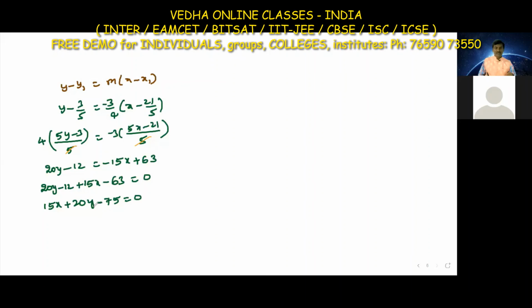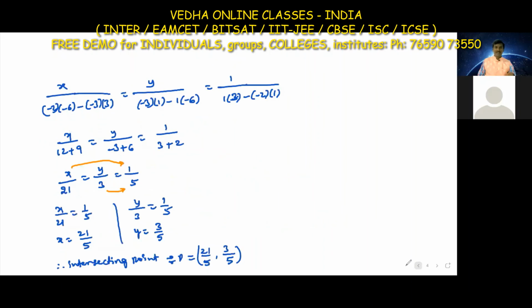Is it possible to take anything common? We can take 5 common. 5 3s are 15, 5 4s are 20, and 5 15s are 75, equal to 0. That means 3x plus 4y minus 15 equal to 0. This is the required solution.